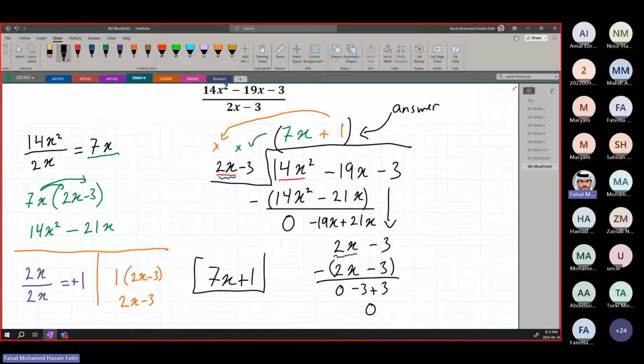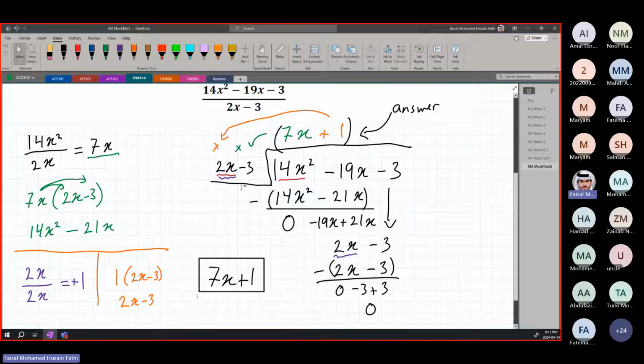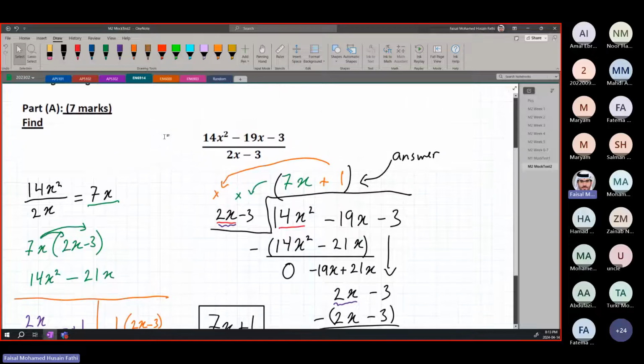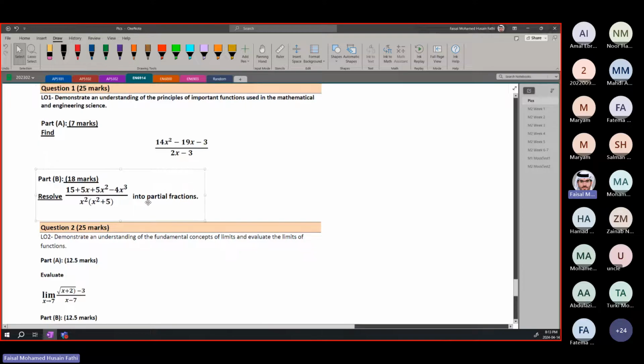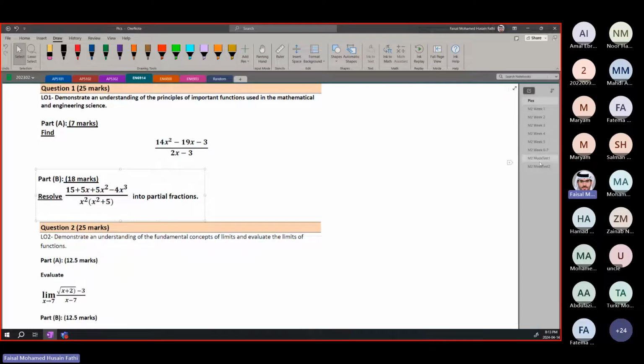And that's it. Polynomial division. All of you should be very comfortable in solving polynomial division at this point. Let's move on to the next question. Everyone's favorite, partial fractions. Okay.